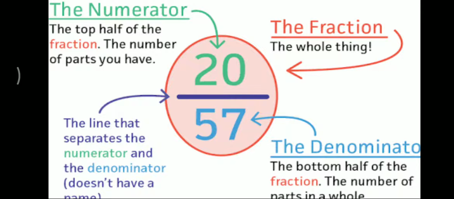Here another fraction is given, 20/57. So here the numerator, denominator, and the line, everything is explained very well. The whole thing is called a fraction.